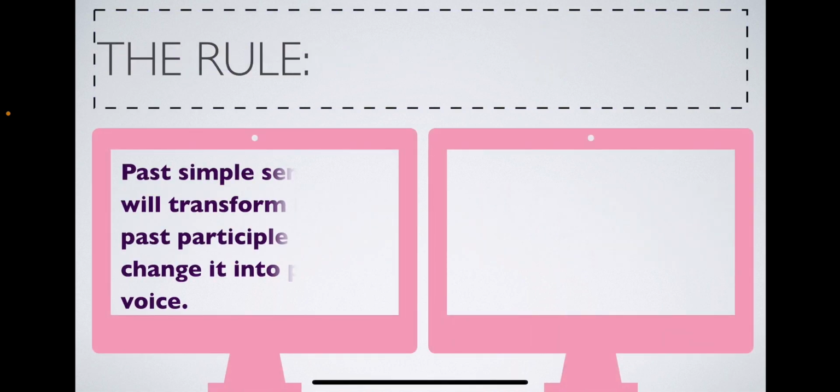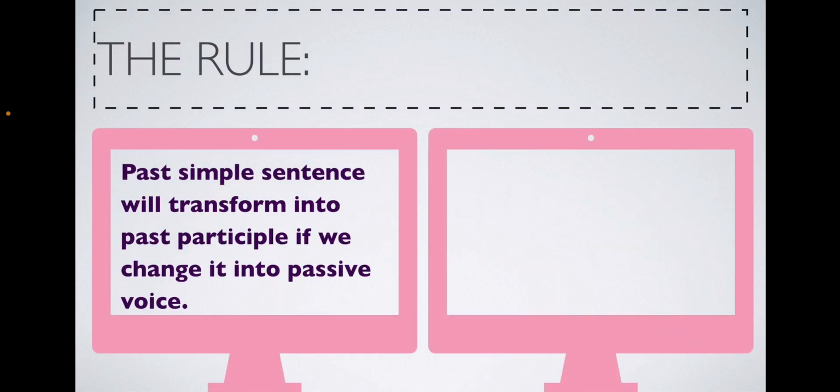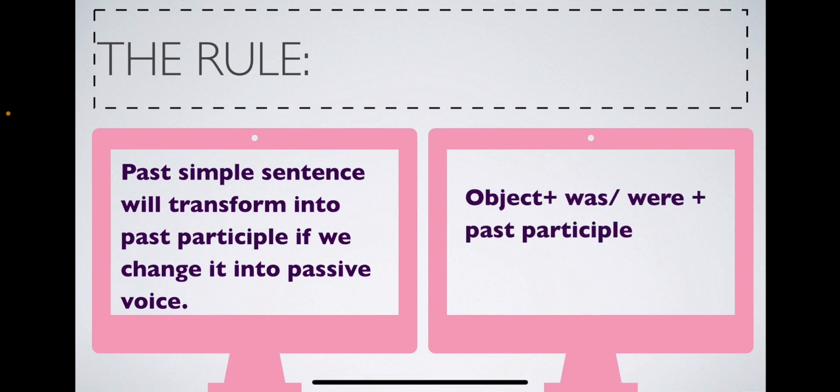The rule of passive voice, first of all, we need to know in past simple sentences, the past simple will transform into past participle if we change it into passive voice. So the active voice will be past simple, but the passive voice will be past participle, meaning that we need to have an object at the beginning. We must start our sentences with the object, not the subject, object, then was or were, and then the past participle.